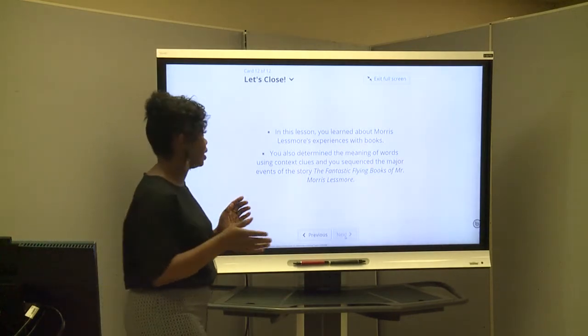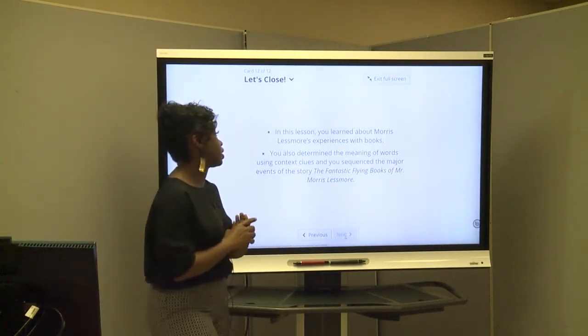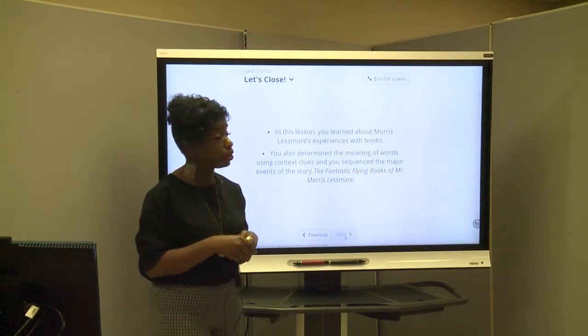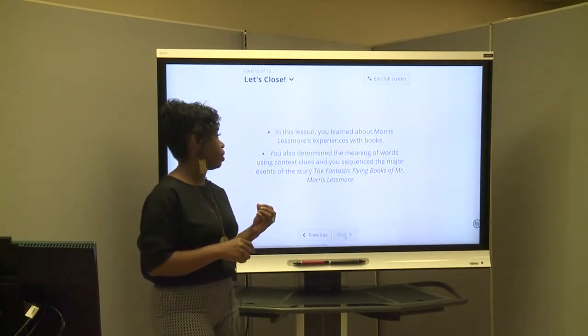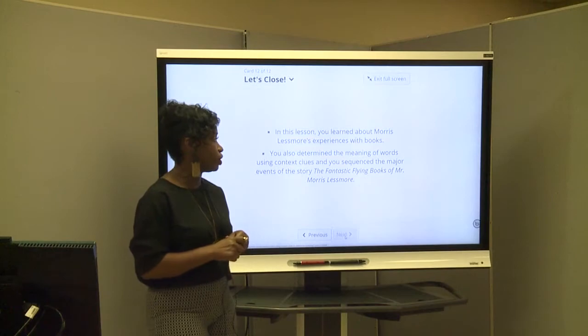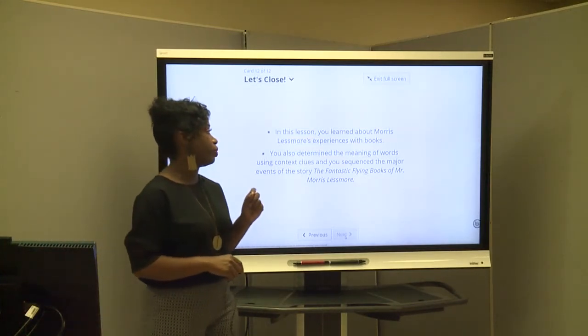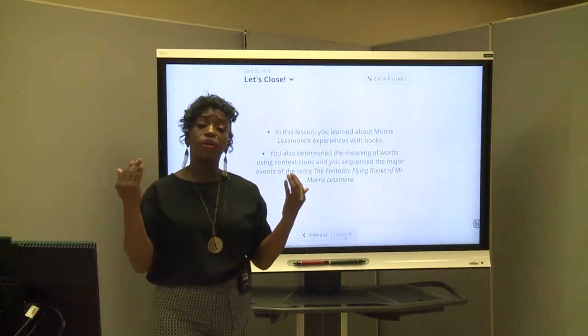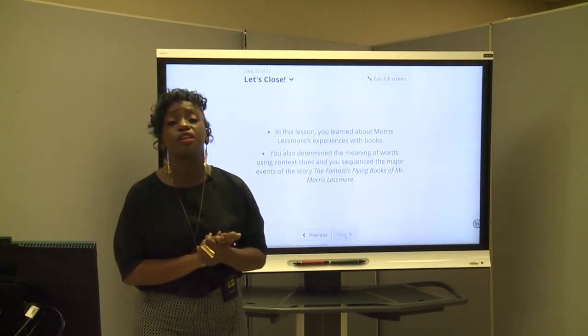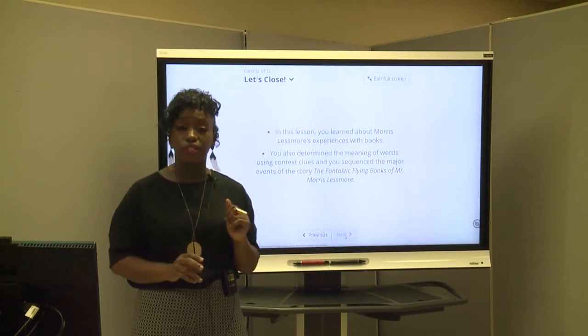So, as we close our lesson, you learned about Morris Lessmore's experience with books. You also determined the meaning of words using context clues, and you sequenced the major events of the story, The Fantastic Flying Books of Mr. Morris Lessmore. So we have completed our first 5 lessons of our guidebook unit, The Stories Julian Tells.